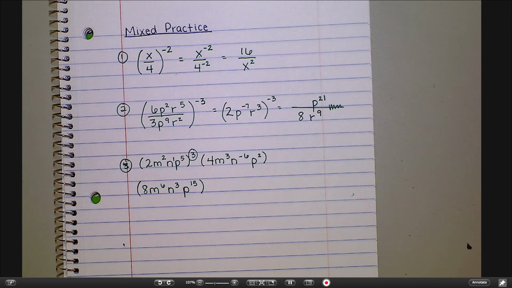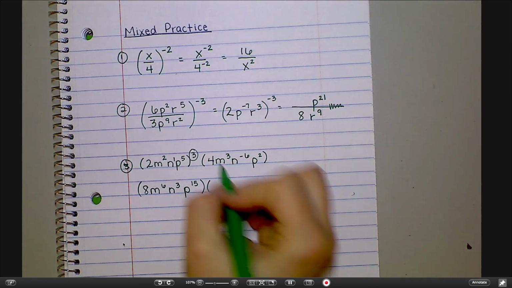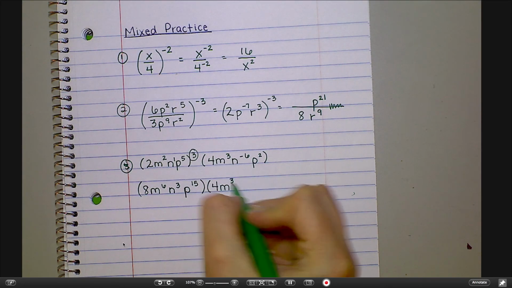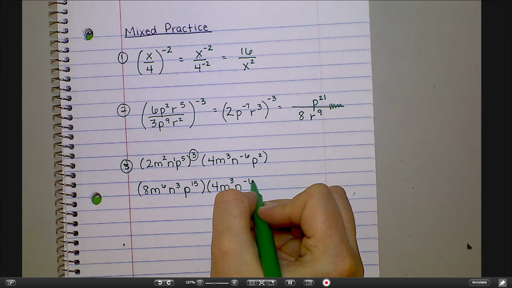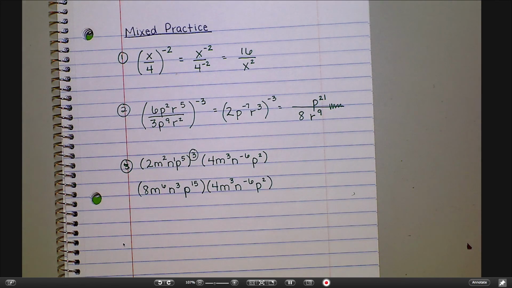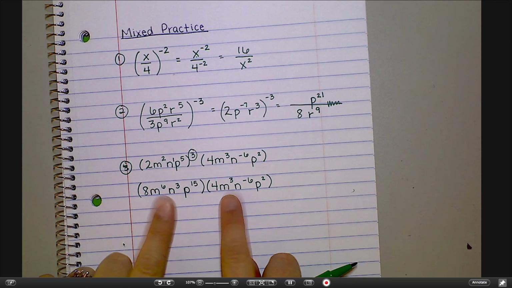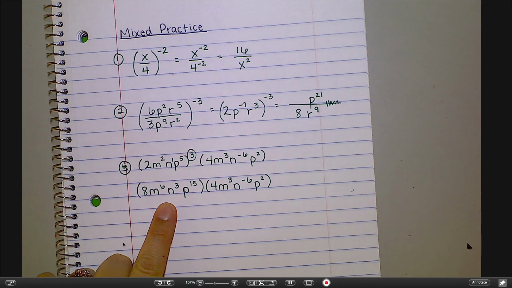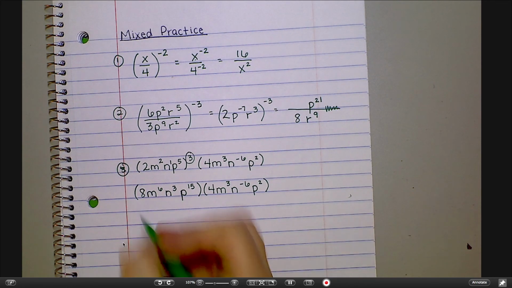Now, this one's going to stay the same because there's nothing else outside of this one that's going to change anything. Now, what kind of problem is this if I've got 2 sets of parentheses next to each other? It's multiplication.